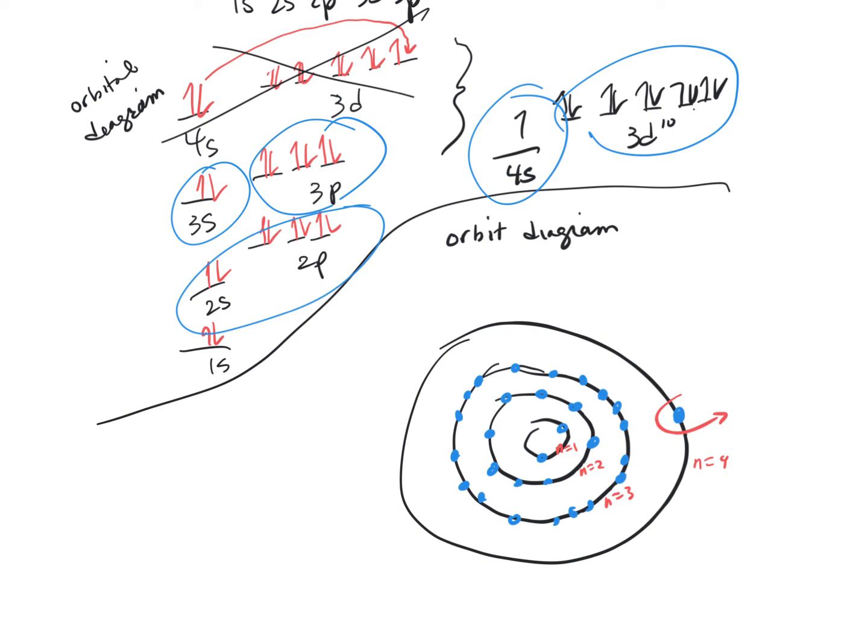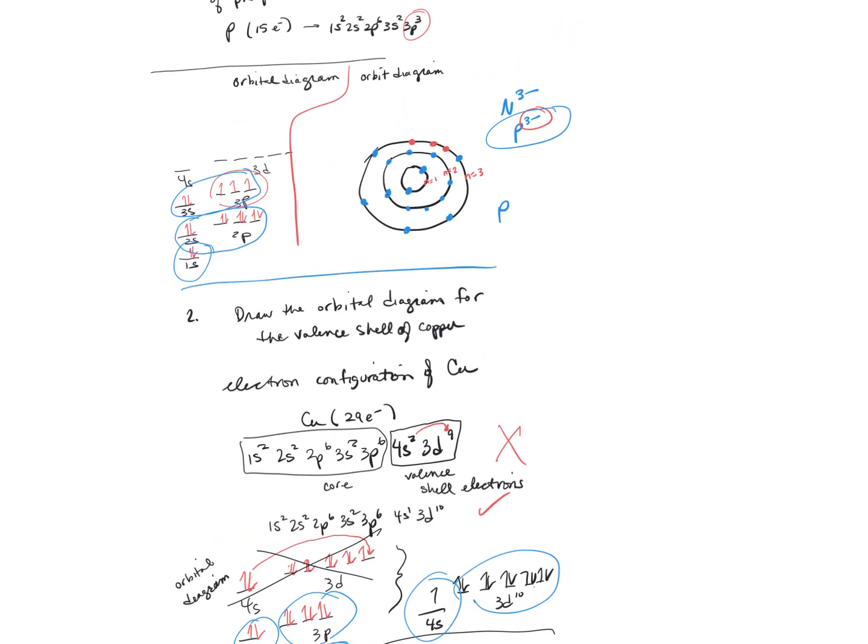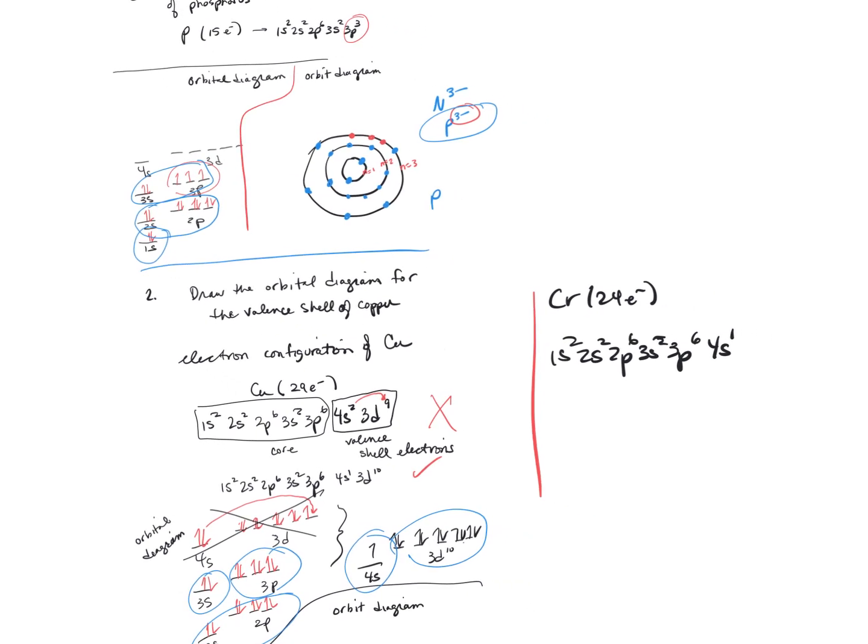Okay, so let me think of what else I wanted to tell you about. Let's see, I think there was one more thing here. Well, also, chromium is the other exception. Cr is 24 electrons: 1s2, 2s2, 2p6, 3s2, 3p6, 4s1, okay, 3d5. So in this case, you've got 4s, 3d. It starts out 1, 2, 3, 4, 5, 6, like that.